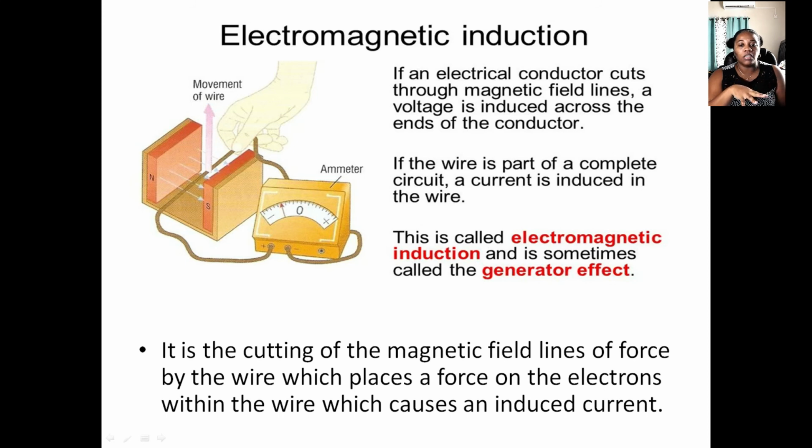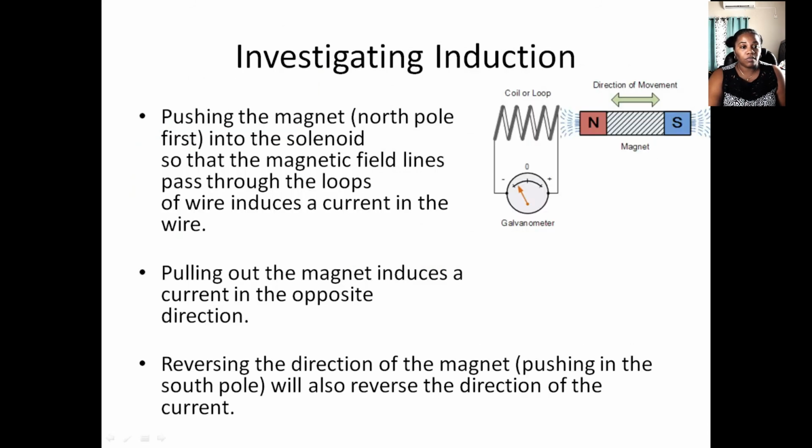And this is called electromagnetic induction, and is sometimes referred to as the generator effect. It is the cutting of the magnetic field lines of force by the wire, which places a force on the electrons within the wire, which causes the induced effect. Pushing the magnet's north pole first into the solenoid so that the magnetic field lines pass through the loops of wire induces a current in the wire.